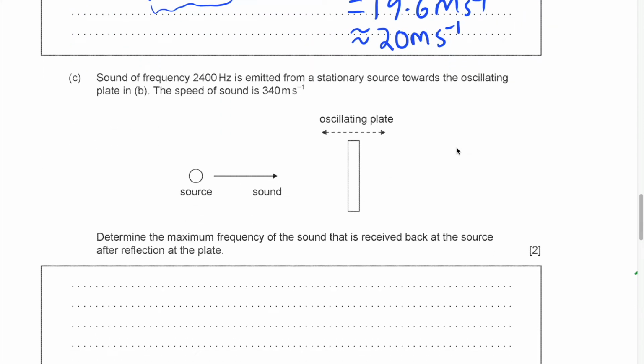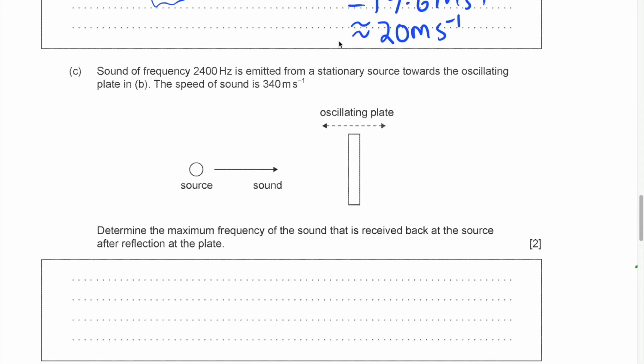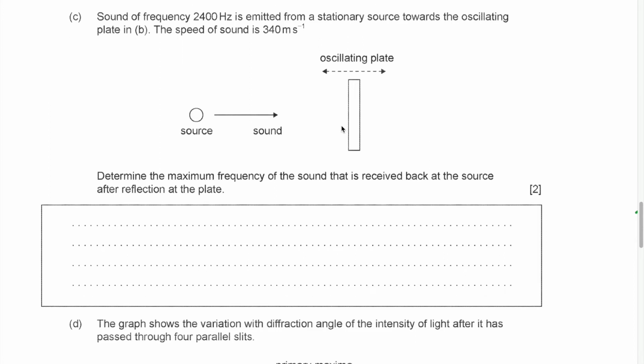The sound of frequency 2400 Hz is emitted from a stationary source towards the oscillating plate in part B. So here is the plate. The speed of the sound is equal to 340 meter per second. Determine the maximum frequency of the sound that is received back at the source after reflection at the plate. This question is very typical. It's very classical in all physics curriculum when studying the Doppler effect.